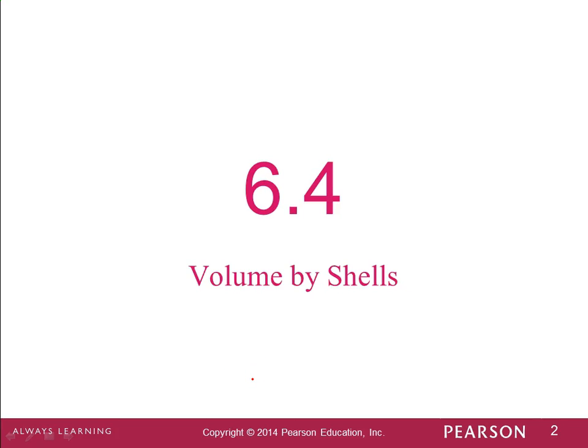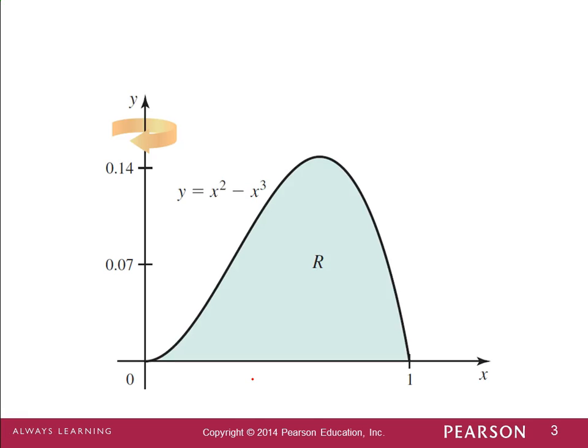In this video, we're going to take a look at another technique of calculating volume when we're revolving around an axis. This technique is called the shell method, or finding volume by shells. So imagine we have some region, some area here that we want to revolve around the y-axis. This area is bound by the curve y equals x squared minus x cubed, and we want to revolve it around the y-axis.